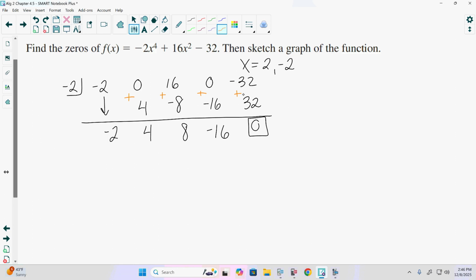Because of what we had Friday, the remainder theorem. The remainder theorem said whatever the remainder is would be equal to the same number as if we plug that value into the function. And it is a solution if, when we plug it in, its value is 0. So therefore, if the remainder is 0, it is a solution. So negative 2 works.